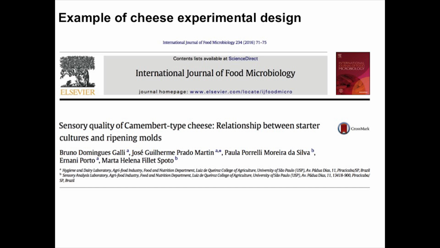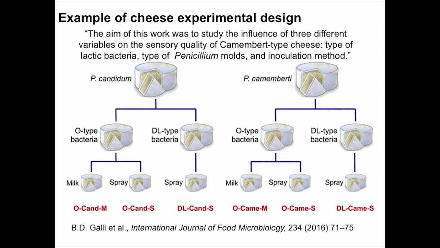So here's an example, I think, of a cool study that is looking at integrating many of these components of good experimental design. And then I'll pass it off to Bronwen to hear about the experiments that they've been doing. This is looking at camembert cheese. This is a study that's coming out of Brazil. And one of the main reasons I like this study that was in the International Journal of Food Microbiology is they have a great diagram of their experimental design, which most papers do not.